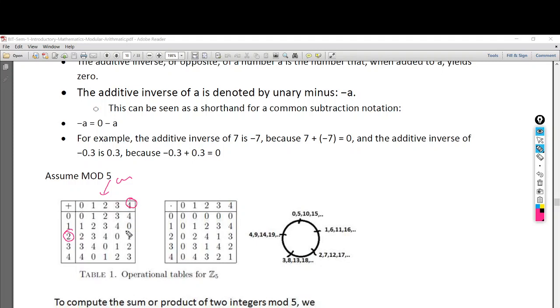So actually in additive inverse, usually what we take is not the 1, what we take is 0, right? Not the 1, because then we can say that additive inverse of 1 is 4, because that is what makes it 0. Additive inverse of 2 is 3, that is what makes it 0. Additive inverse of 3 is 2, that is what makes it 0, right? Because 5 mod 5 is congruent to 0. Additive inverse of 4 is 1, right?